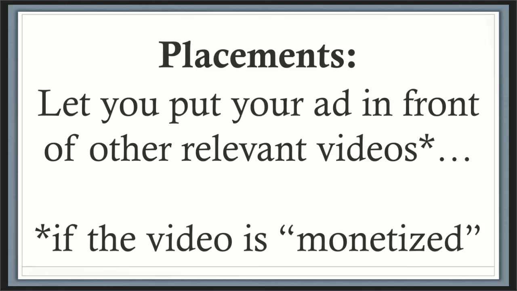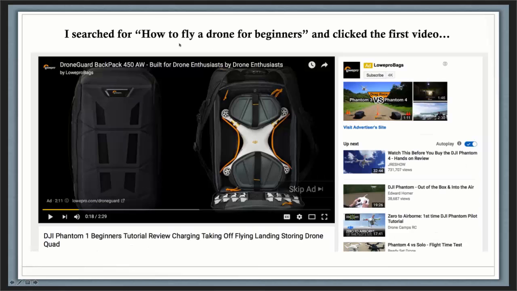So right here's a quick example. I did a quick search for how to fly a drone for beginners, and I clicked the very first video that showed up, right? It was, I don't know, a beginner's tutorial about flying this drone. When I clicked on that video, this in-stream ad showed up, and it's from these lowpro.com drone guard people. And this is an extremely well-targeted ad. I was very excited to find this because, as you can see, this is a drone guard backpack, and this is actually the DJI Phantom, which is the exact drone that they are talking about in this video. So it really does not get any more targeted than that.